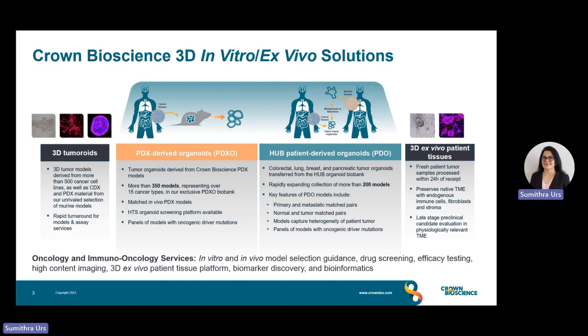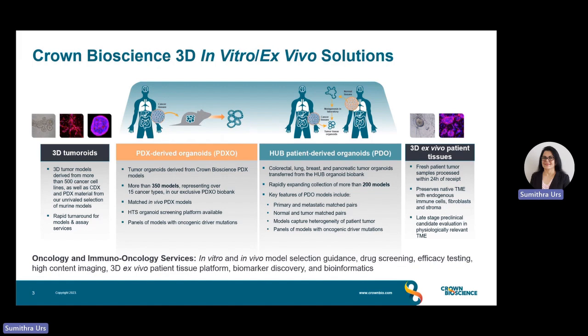The third one is the PDO, or patient-derived organoids. Now, these are derived directly from patient tissue and have never been passed through mice. When available, these models have primary and metastatic pairs, as well as normal and tumor-matched pairs.